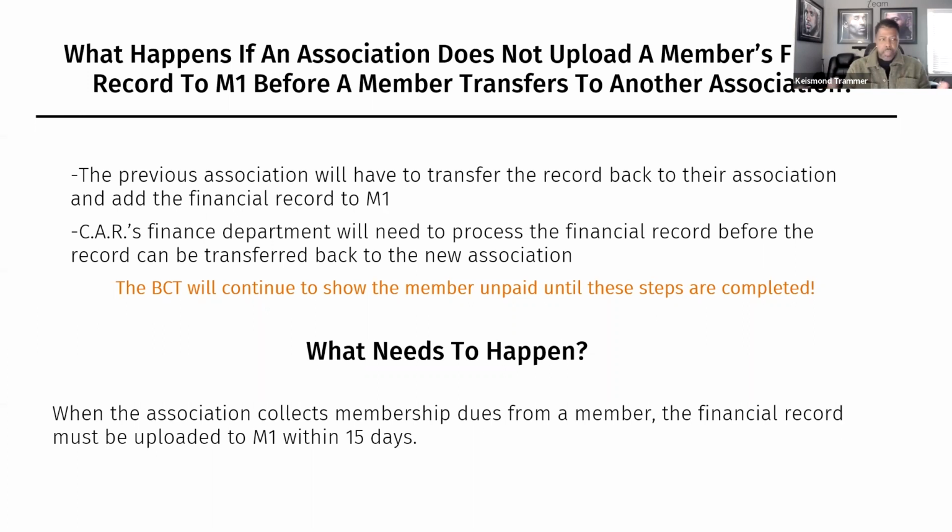And so what needs to happen? Well, when the association collects membership dues from a member, the financial record must be uploaded to M1 as soon as possible. I know I said within 15 days, but it really should be as soon as possible, because a lot of times if you collect a payment from a member for 2023, and then they decide to transfer to another association to make that association primary, and the financial record is not in the system, then we will have to follow these steps right here in order for the BCT to reflect paid for that member.